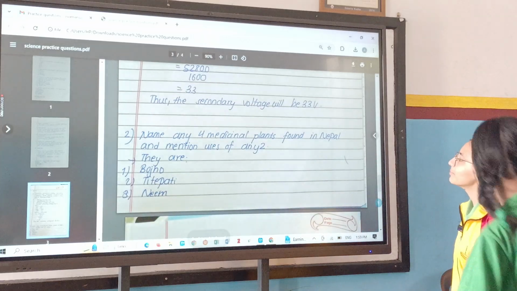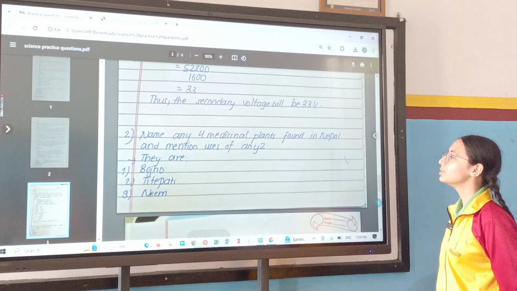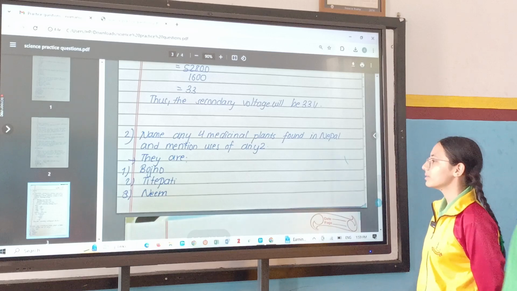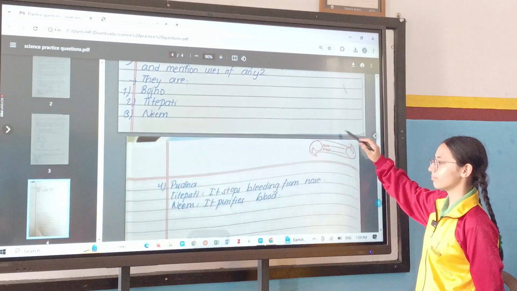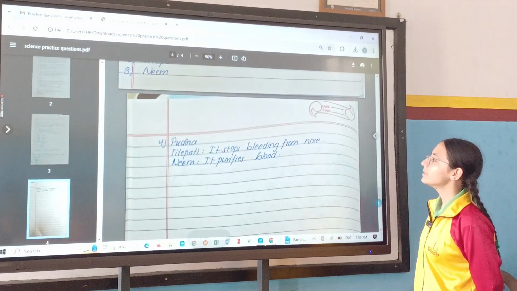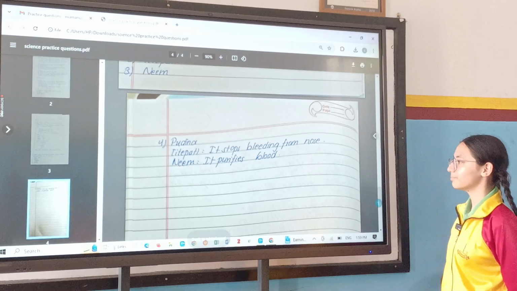Name any four medicinal plants found in Nepal and mention any two uses. Bojho, Titepati, Neem, Pudina. It stops bleeding from the nose. It purifies blood.